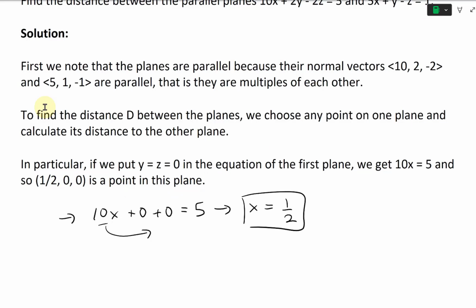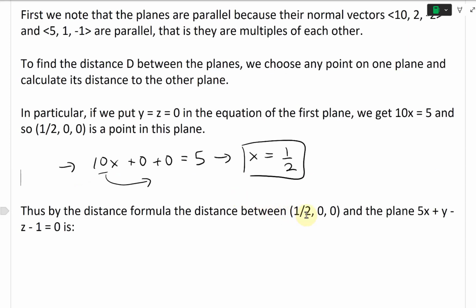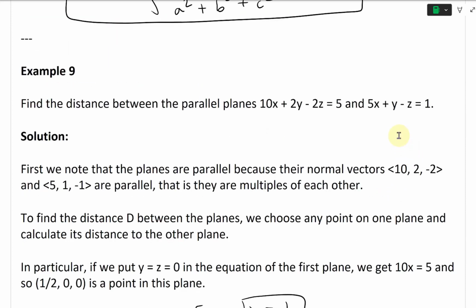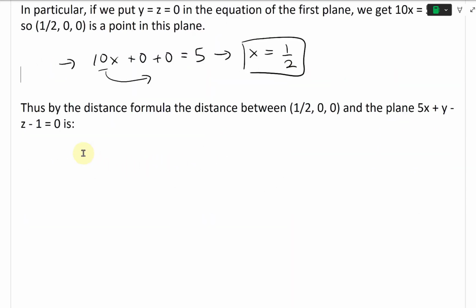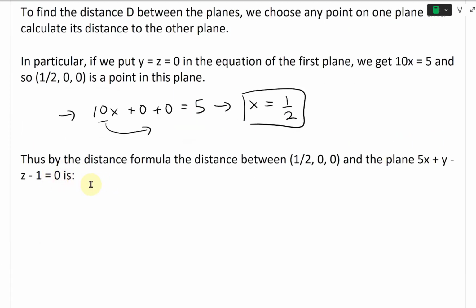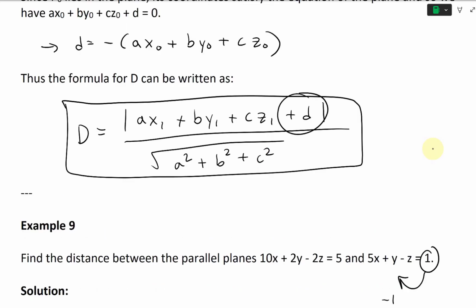All right. So we could apply the distance formula. Thus, by the distance formula, the distance between this point (1/2, 0, 0) on the first plane and the second plane, 5x plus y minus z equals 1. Moving the 1 over, we have 5x plus y minus z minus 1 equals 0. This is the format, so d is equal to negative 1.